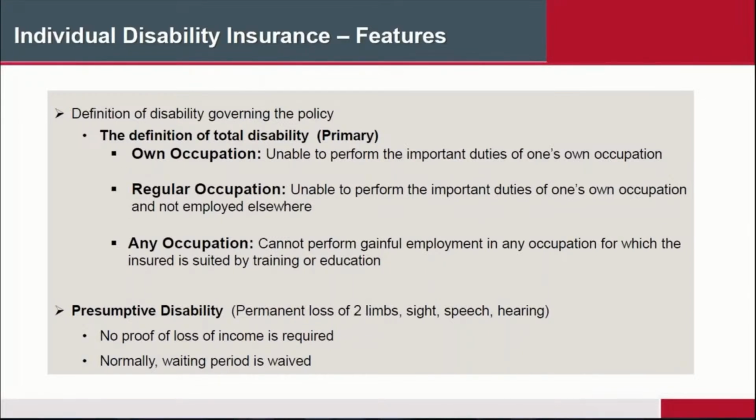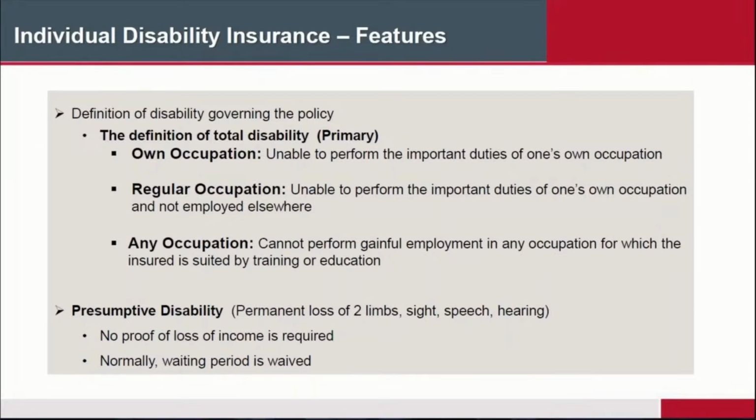Any occupation is the strictest of them all. Any occupation basically says you cannot perform gainful employment in any occupation. So the moment the doctor says, okay, you're good, you can go back to work, you are now basically off the risk. In other words, the check will stop. So in any occupation, it's a very, very black and white situation. You're either fully disabled, or you're fully recovered. There's no give or take on this, whereas with the other two, there is something you could get.